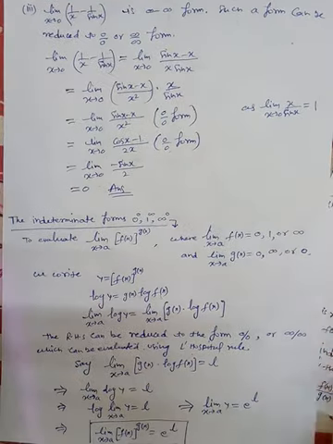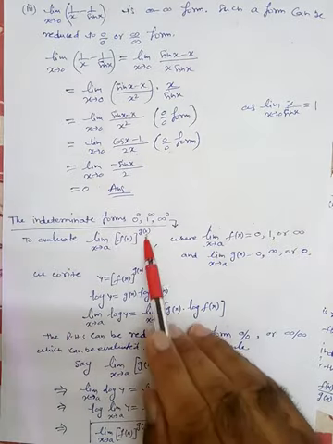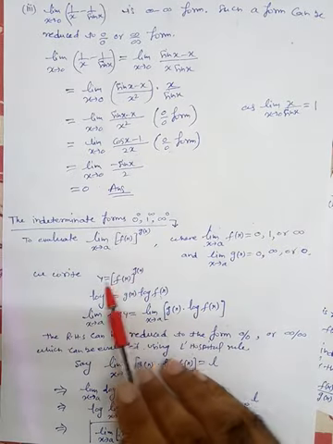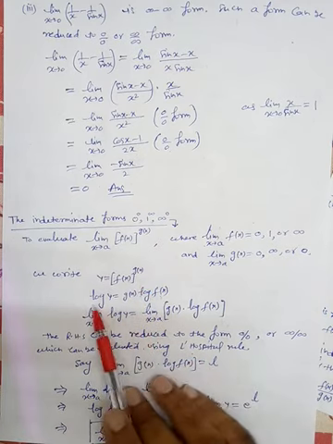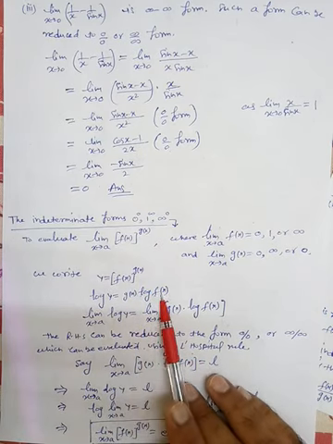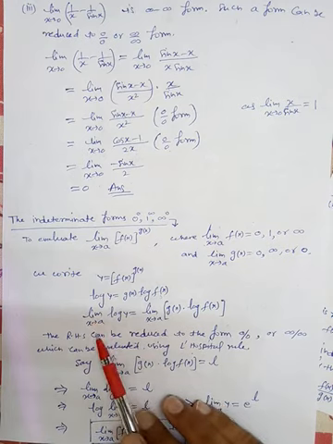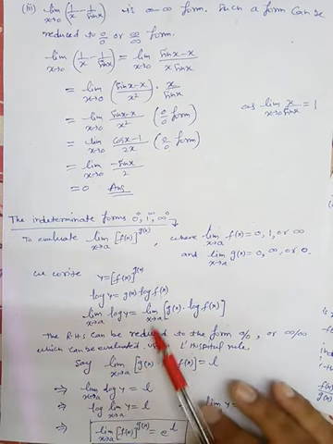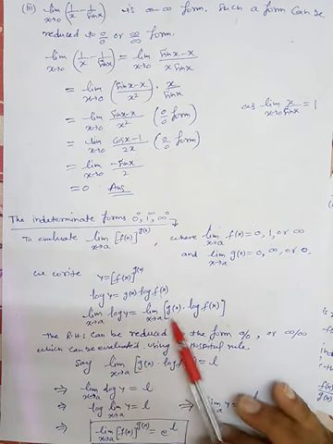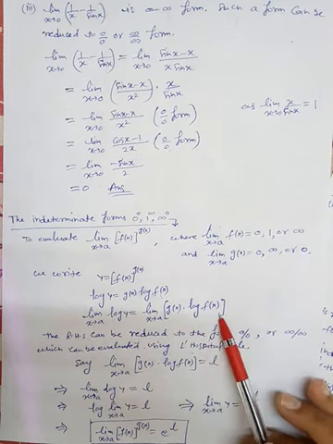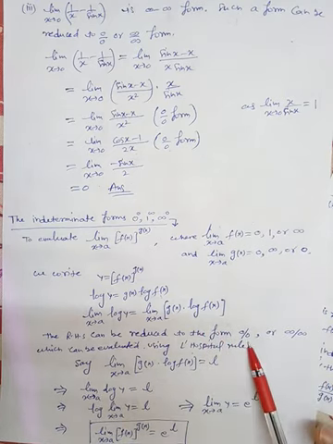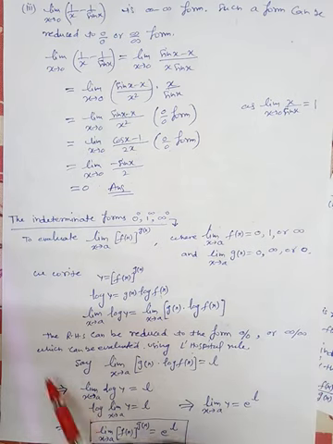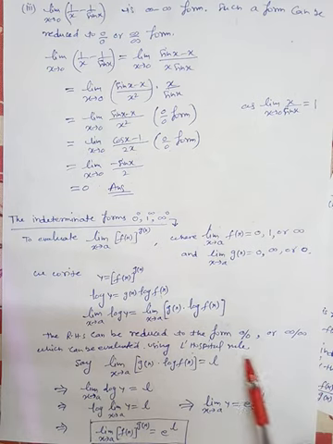Okay, so now how to deal with this. So first we have assumed this as y. So y is f(x) raised to the power g(x). Now taking log both sides, so log y is equal to g(x) log f(x). Now apply the limit x tending to a: limit of log y is equal to limit x tending to a of g(x) into log f(x). Okay, then the right hand side can be reduced to the form 0 by 0 or infinite by infinite, which can be evaluated using L'Hospital rule.